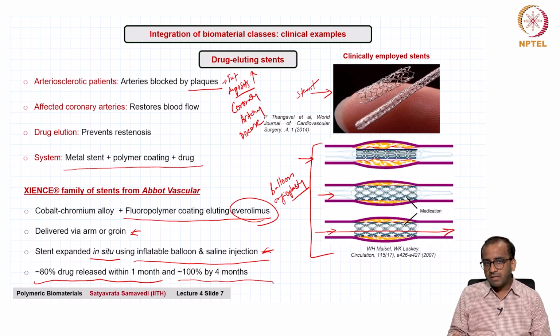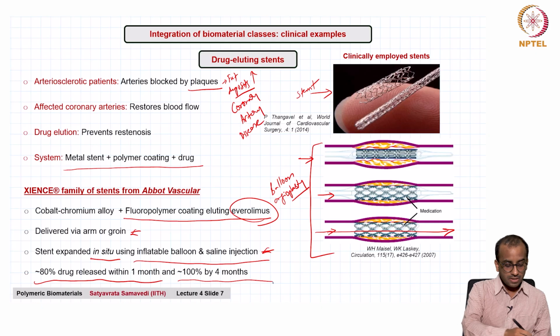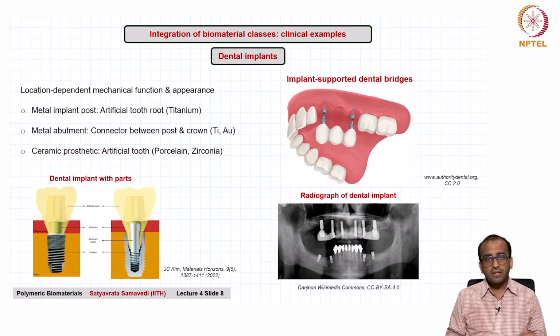So, another example that we will look at is that of dental implants, which also can integrate multiple classes of materials into one device. Earlier we saw a metal with a polymer. Here we are going to be looking at metal with a ceramic.